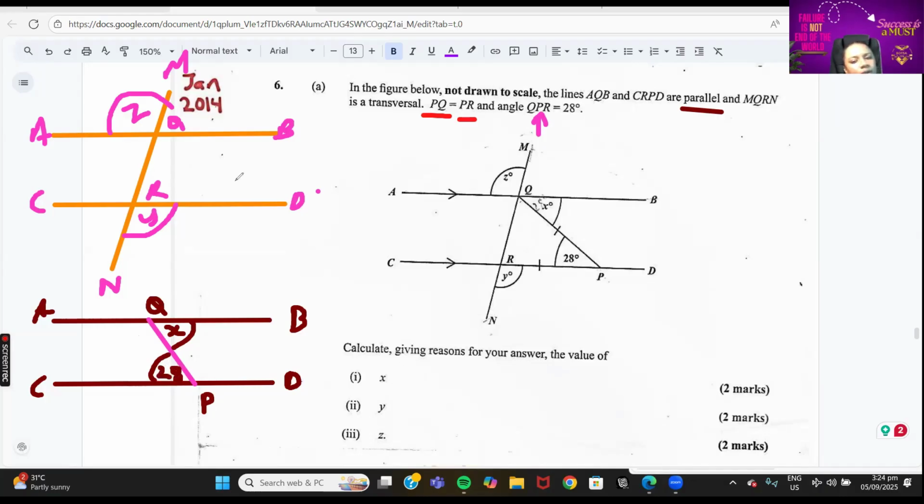Is it? Yeah. So I'm going to ask the question again. Let's see if you all can figure it out now.